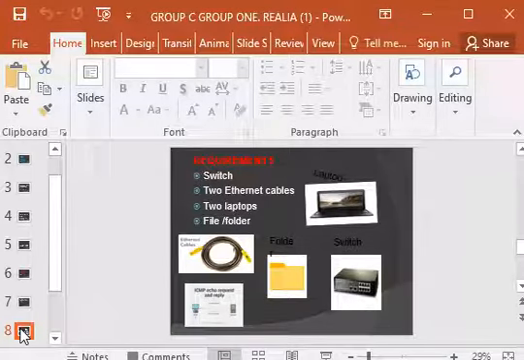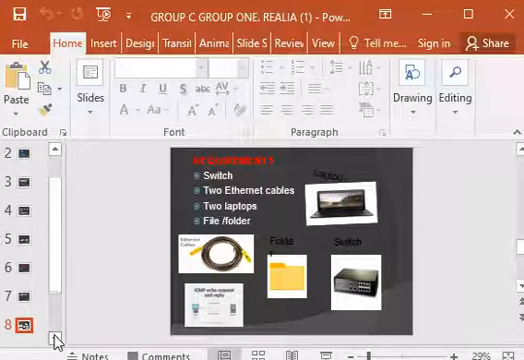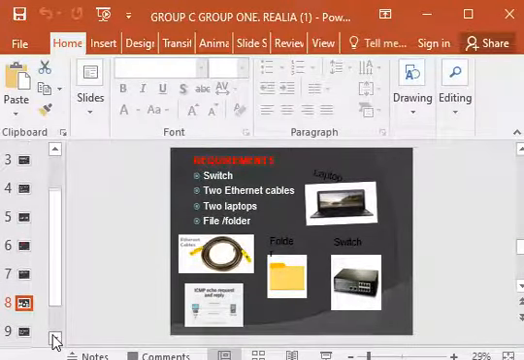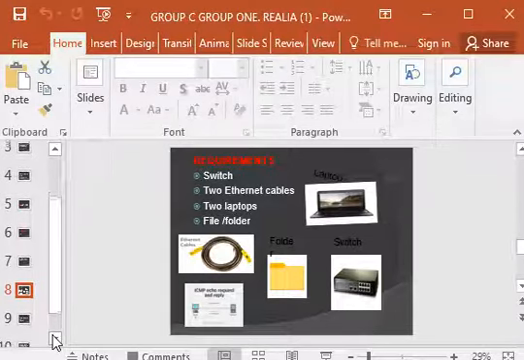For example, we have the requirements here. We need to have a switch. We have to have two Ethernet cables. We have two laptops and a file folder. This is what we shall be using to illustrate how we can share this folder in the two different laptops.